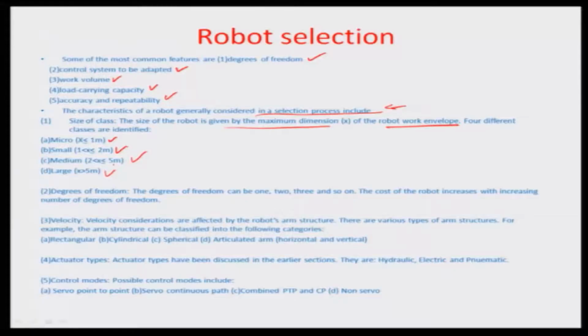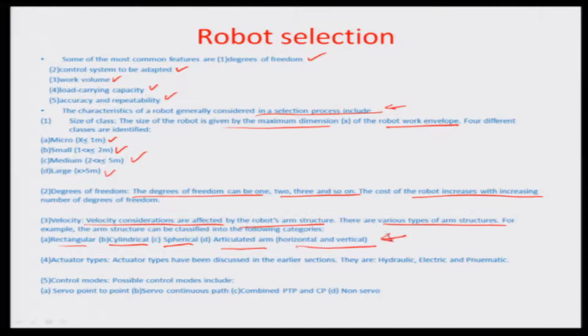The other issue is the degrees of freedom, which can be 1, 2, 3 and so on. The cost of the robot obviously increases with additional degrees of freedom. There can be velocity considerations also, which are affected by the robot's arm structure. There are various types of arm structures, for example rectangular, cylindrical, spherical, articulated arm, horizontal. All of these you have more or less seen earlier.